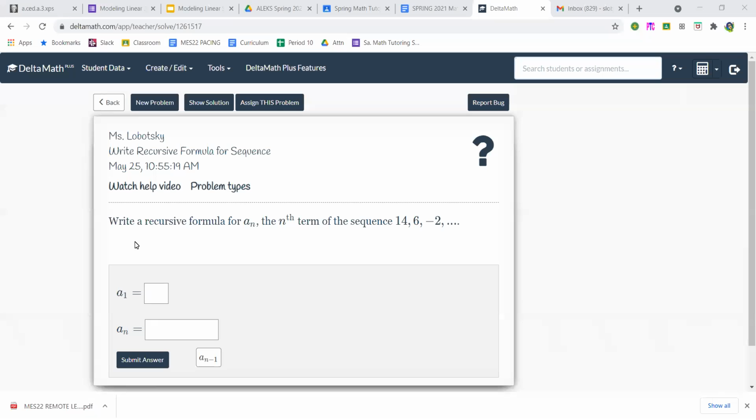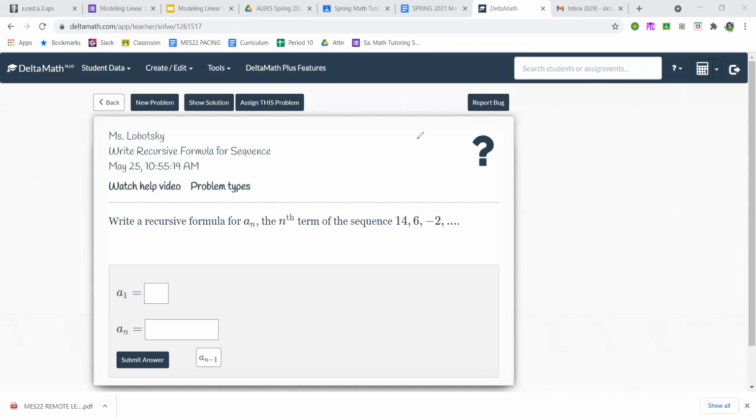We want to make sure that you can reflect on this stuff. So write a recursive formula for A of n, the nth term of the sequence. So A of n is any term, and I need to come up with what's happening here. So we're going to use our skills from last week to look at a sequence and go, okay, so what's happening every time? What do we think?